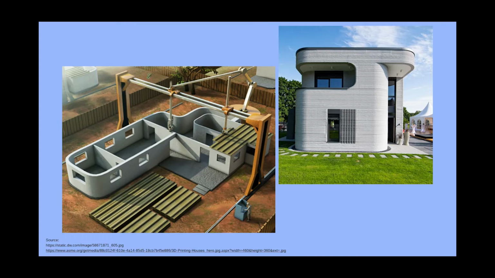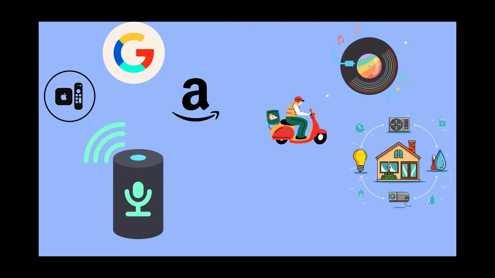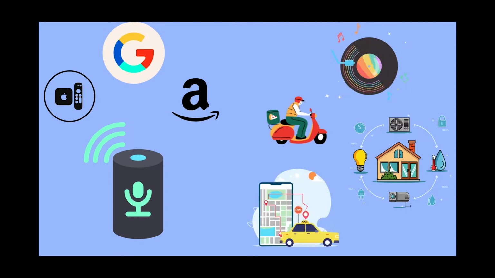As another example, consider our personal assistants like Siri or Google Assistant or Amazon Echo. They all use the power of machine learning to help us with our everyday tasks like playing our favorite music or ordering food or voice controlling our home appliances or requesting rides from Uber and much more.